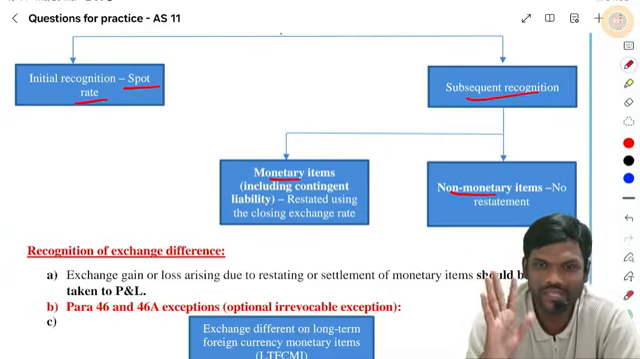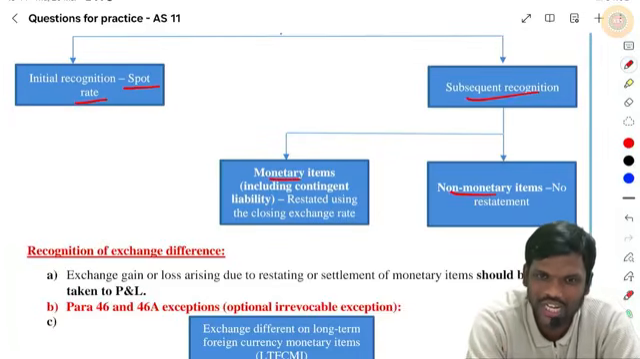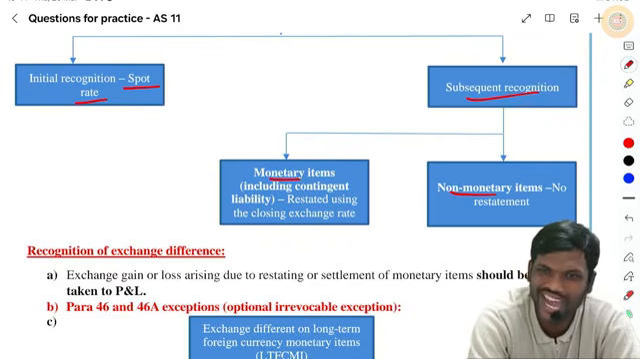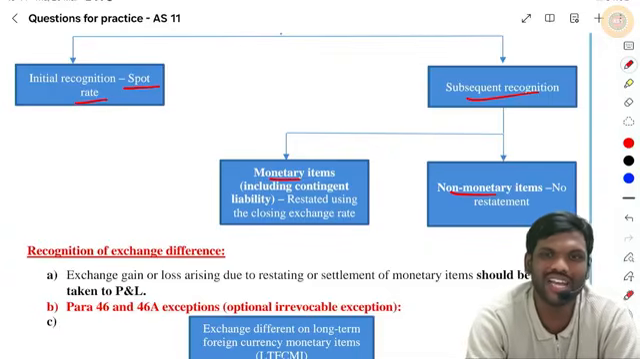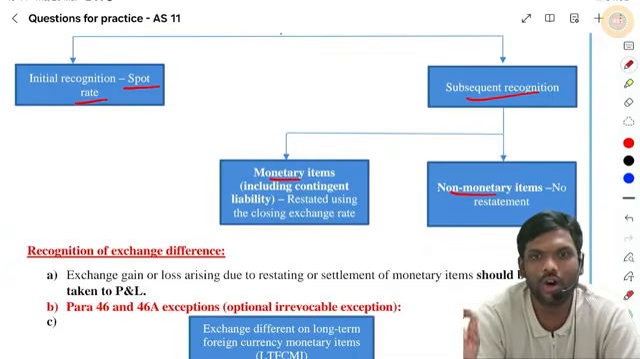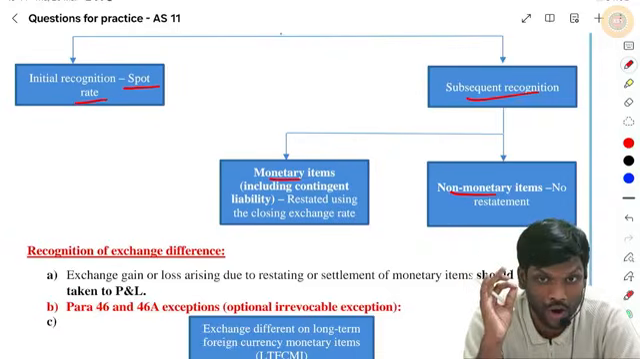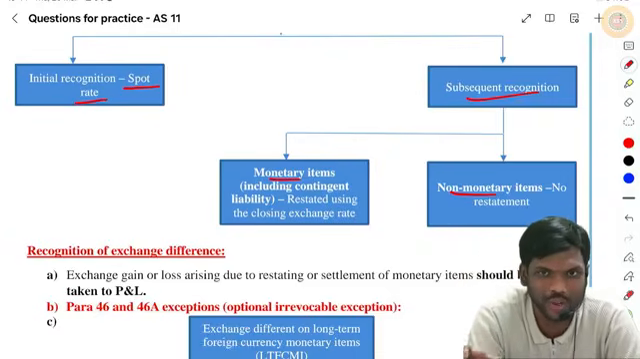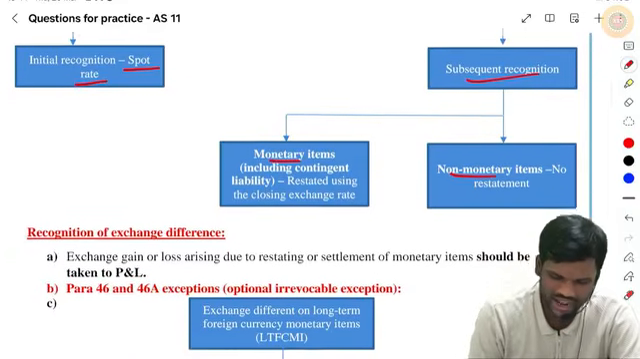Sir, that means it is simpler. On the balance sheet date, if the change in exchange rate is going to impact my cash inflows or my cash outflows, that becomes a monetary asset or liability. All the others are non-monetary assets or liabilities. This is a very, very important distinction because the accounting will totally change based on this distinction. Sir, what is AS11 telling?